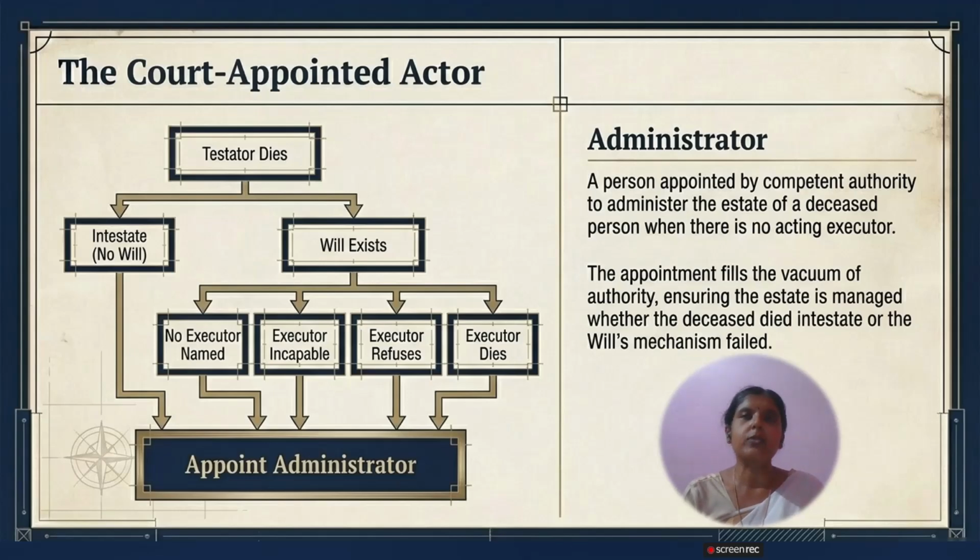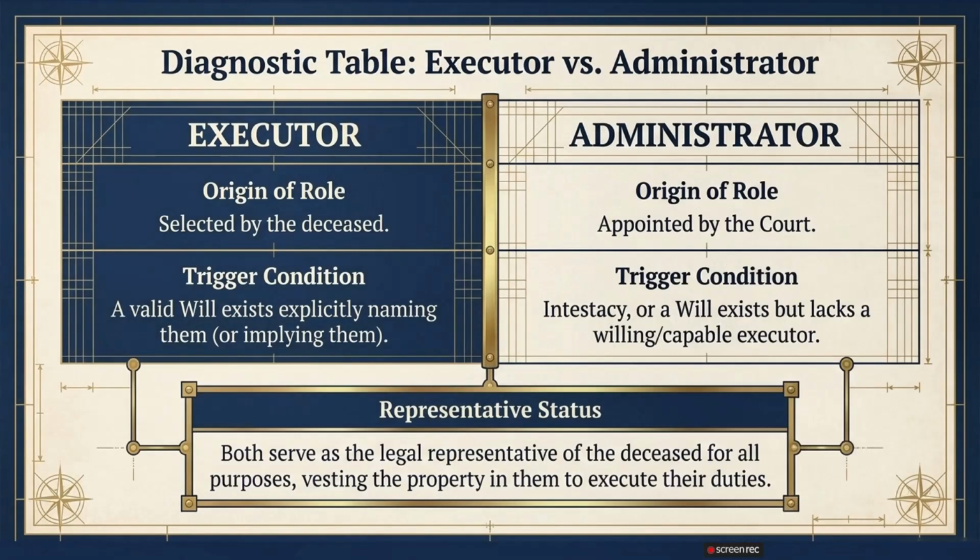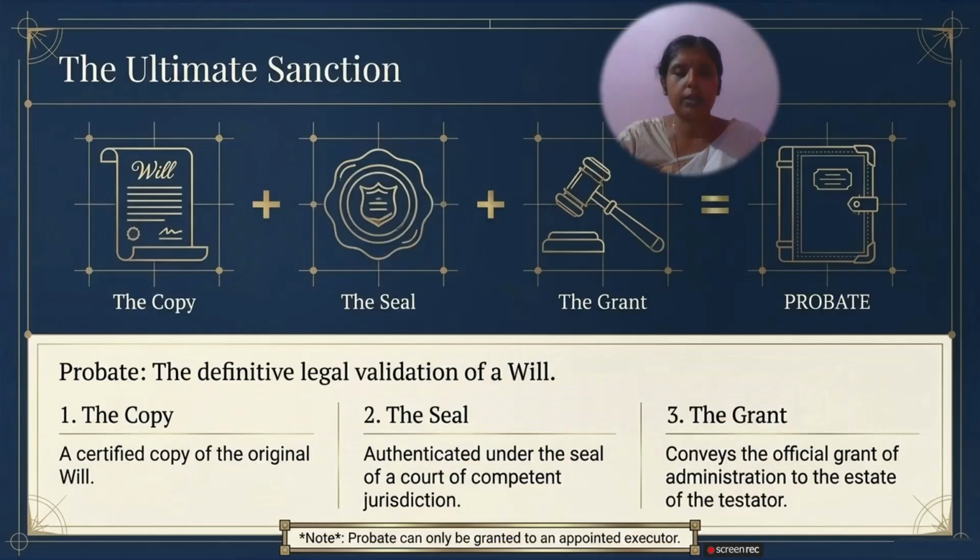And in cases where there is a will, if the executor has not been appointed or the executor who has been appointed is for some reason not ready or not capable of becoming an executor, in all these circumstances, the court can appoint an administrator, and the court will grant letters of administration in such circumstance. So the key difference between that of an executor and an administrator is who appoints the particular person.